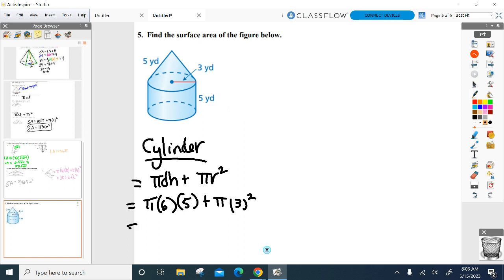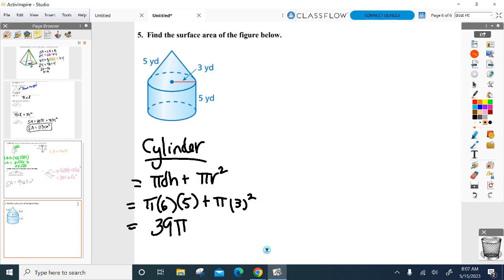And guys, I don't care what you do with it from here. Maybe you turn it into terms of pi. If you put it into a decimal, don't round that decimal, because we still have to add it to whatever's on top of this thing. So you want to leave it like that? Fine. You want to put it in terms of pi? Fine. You want to write it all out, full decimal? Fine. The only thing I'm not fine with is rounding. Don't round this cylinder yet. So let's see. That's 30 and 9, 39 pi. I'll just leave it like that.